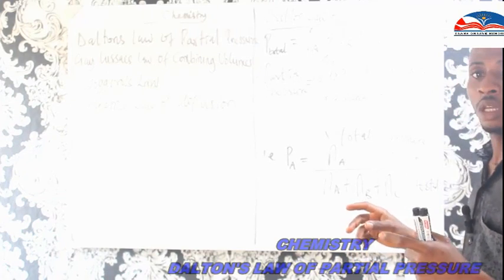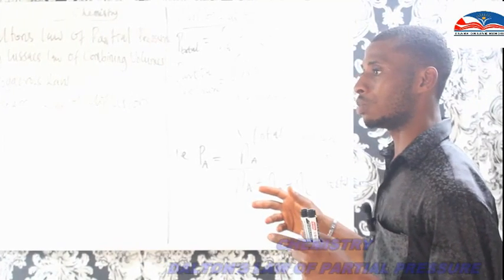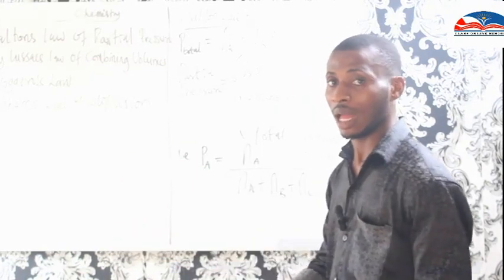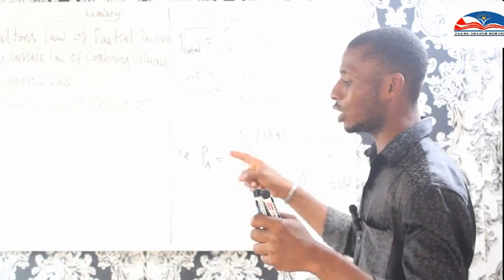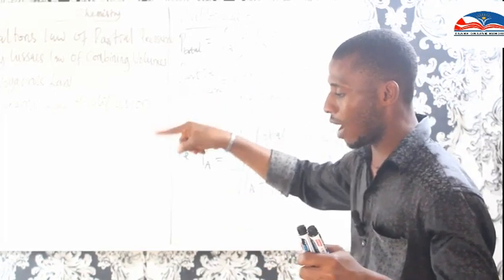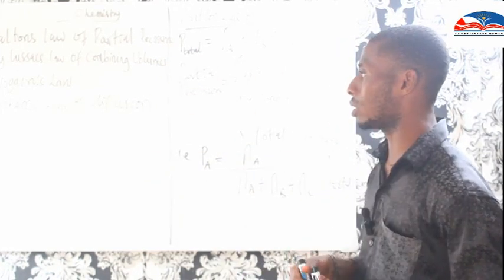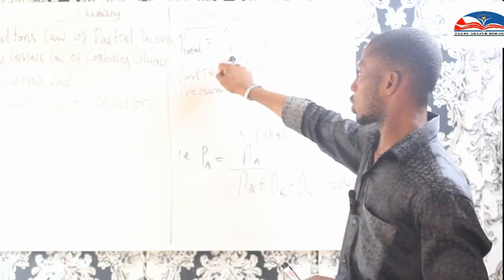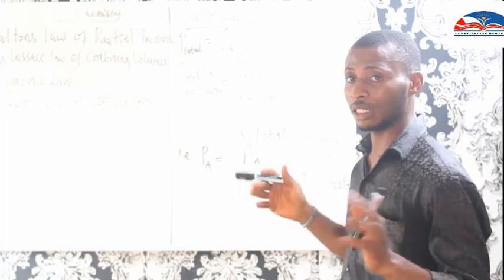Now, when we look at the pressure, it means that the pressure of gas 1, gas 2, gas 3 all mixed together, the total pressure, lies on the sum of the pressures of the gases. Alright, let us look at this formula so that we understand what it is talking about. The total pressure equals the pressure of gas A plus the pressure of gas B plus the pressure of gas C. Now this is the total pressure.